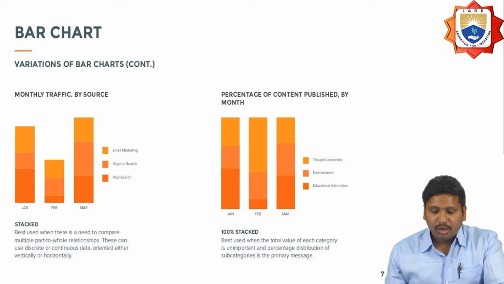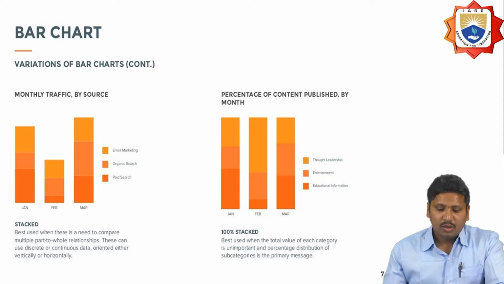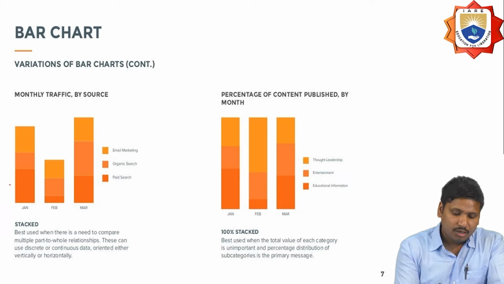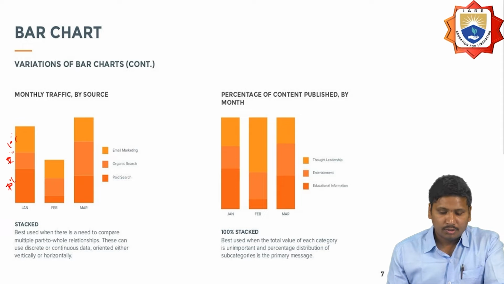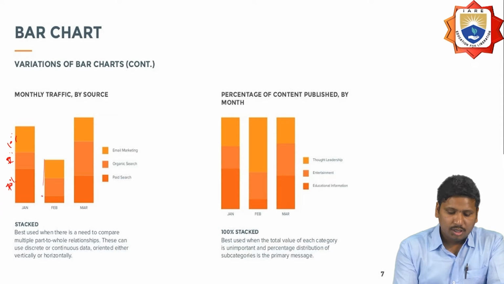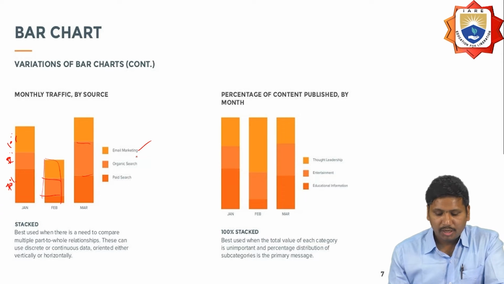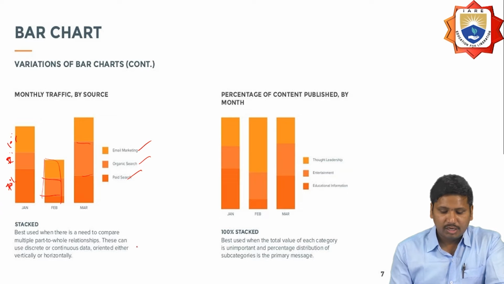And within the bar chart there are some different types also, like the stacked bar chart and the 100% stacked bar chart. So what is the stacked bar chart? Within the stacked bar chart, the bar is divided into different categories of different percentages. Let's say 60, 30, 20, 10, 20% like this, and this one is divided into different categories. The orange, yellow color is going to indicate email marketing, organic search and paid search like this.